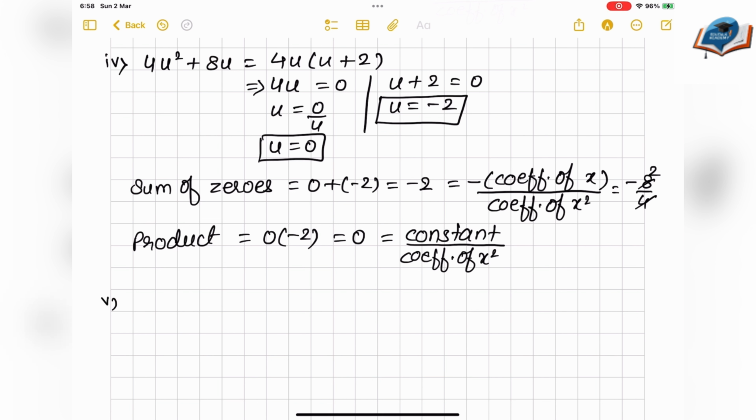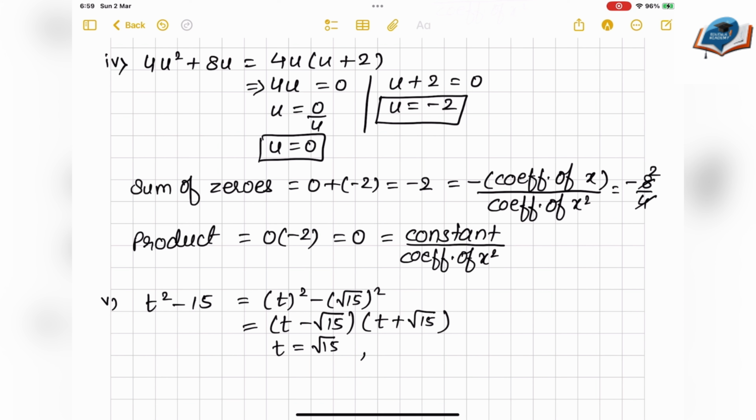Then fifth one says t square minus 15. So this I can directly write t whole square minus root 15 whole square. So this will be t minus root 15 and t plus root 15. So one 0 will be t equal to root 15 and other 0 will be t equal to minus root 15. So sum will be alpha plus beta, that is root 15 plus minus root 15. So that will be 0.